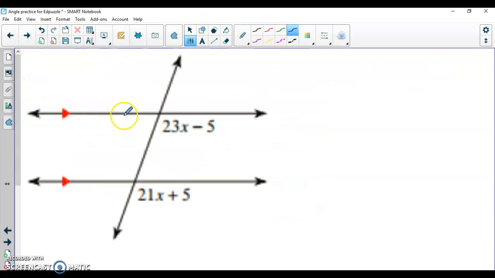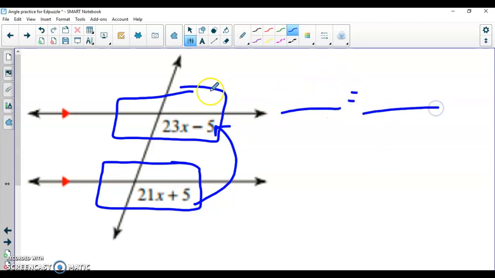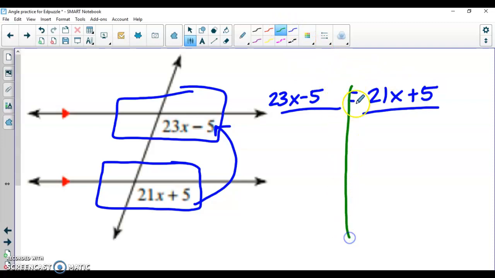In here, go ahead and clump it, do the slide, and solve for x. When I clump, I'm going to notice they're both in the bottom right corner. So when I slide this, they go into the same spot. If they're in the same spot, they're definitely going to be equal. So I'm going to have 23x minus 5 is equal to 21x plus 5. So I'm going to go ahead and move the smaller, which is the 21x.